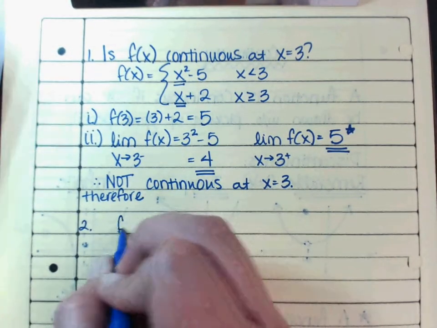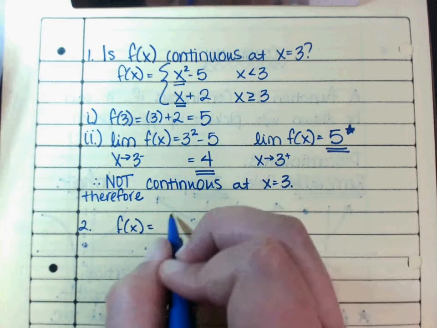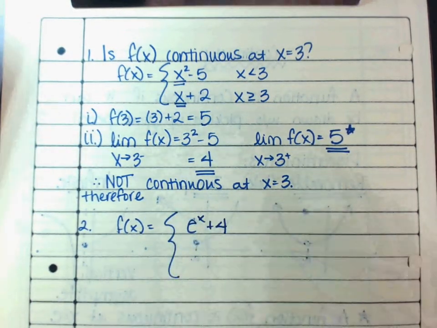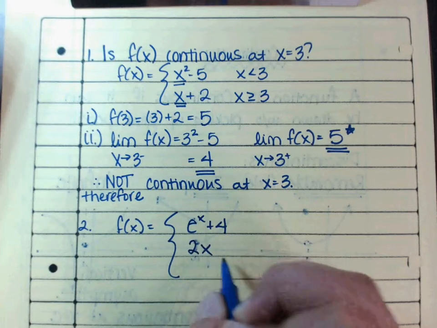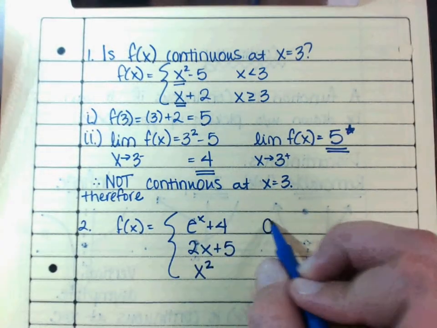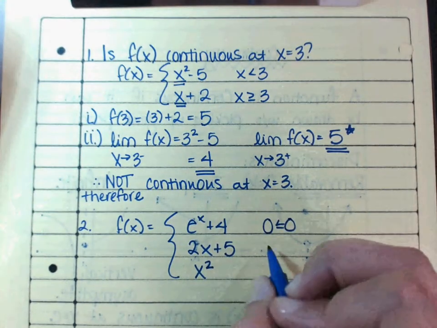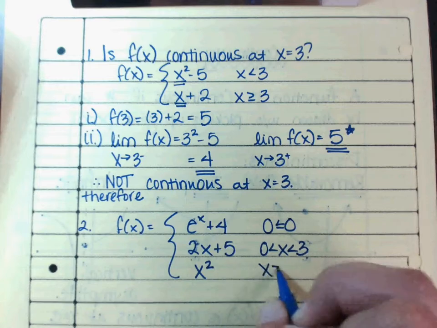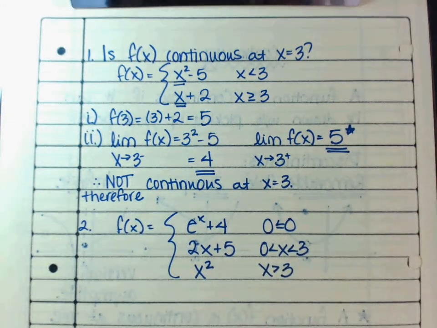Okay, next one, f of x equals. This is going to be a 3-part piecewise. And your breakpoint's going to be 0, 3, greater than 3. Does anybody else need me to go back to the steps? I will. Anybody?